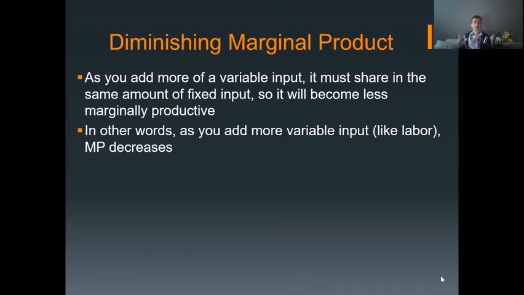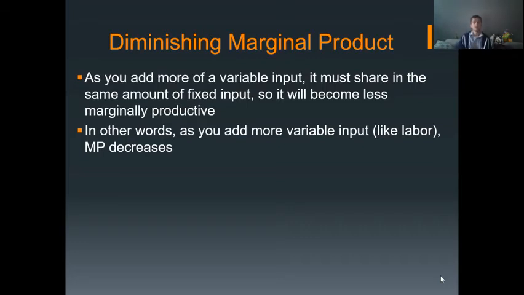Now, this will set in eventually. It doesn't necessarily always start that way, and that's due to specialization. So imagine one person doing every job in a factory. One person's doing every job. Adding that second person will make them specialize a little bit more, and they'll be more productive overall. And that can happen for a bit of labor, but eventually you're going to get to a point where hiring more people will cause them to be less marginally productive. Now, this doesn't mean less totally productive. That should still increase, but it will increase at a decreasing rate. It's the same exact idea as diminishing marginal utility, but now diminishing marginal product.